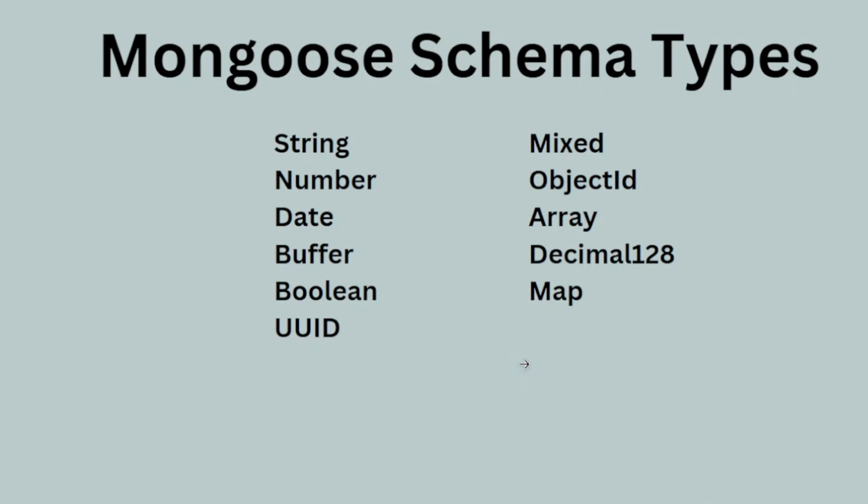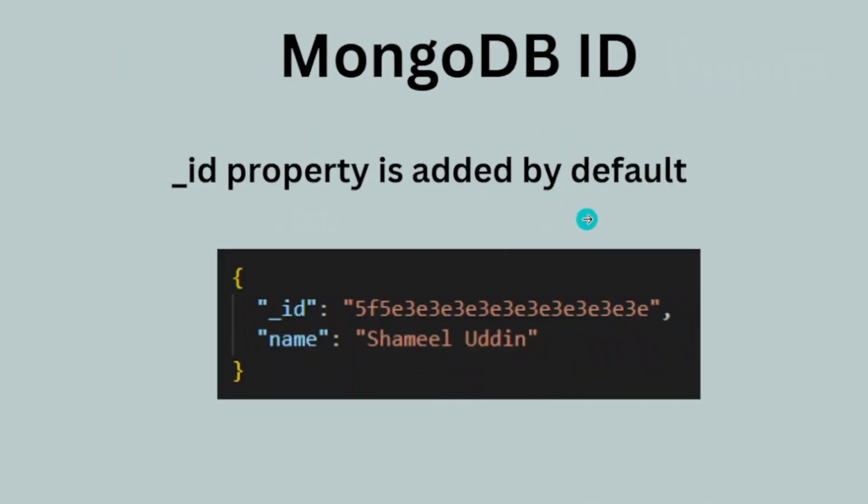Schema types can be of string, number, date, buffer, boolean, UUID, mixed, object ID, array, decimal128, or map. MongoDB also by default adds an ID. So if you were to create any document, MongoDB would by default add an ID to that particular document. If you are not very clear about what the schema is, we will be building a schema for the user as well as the course.